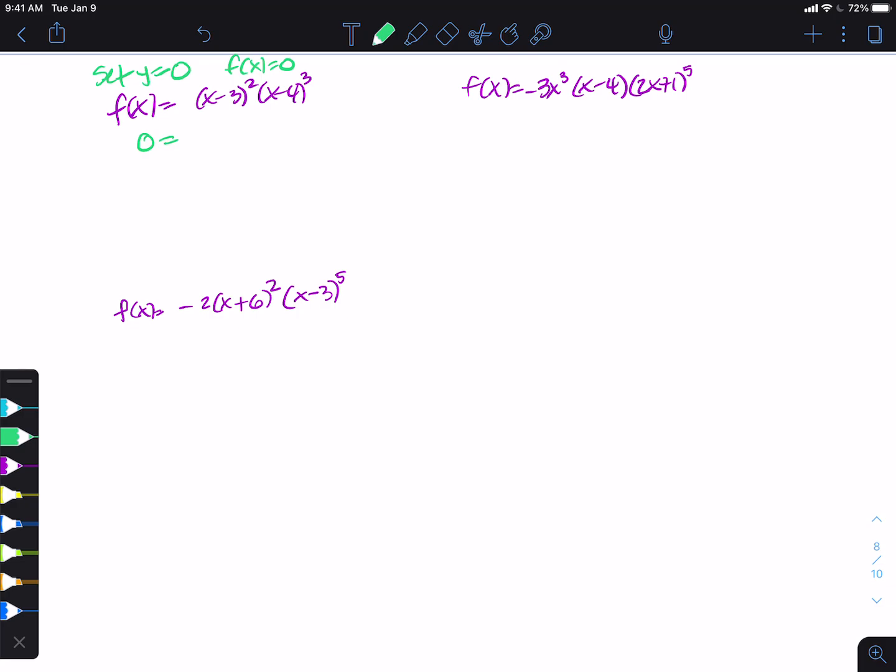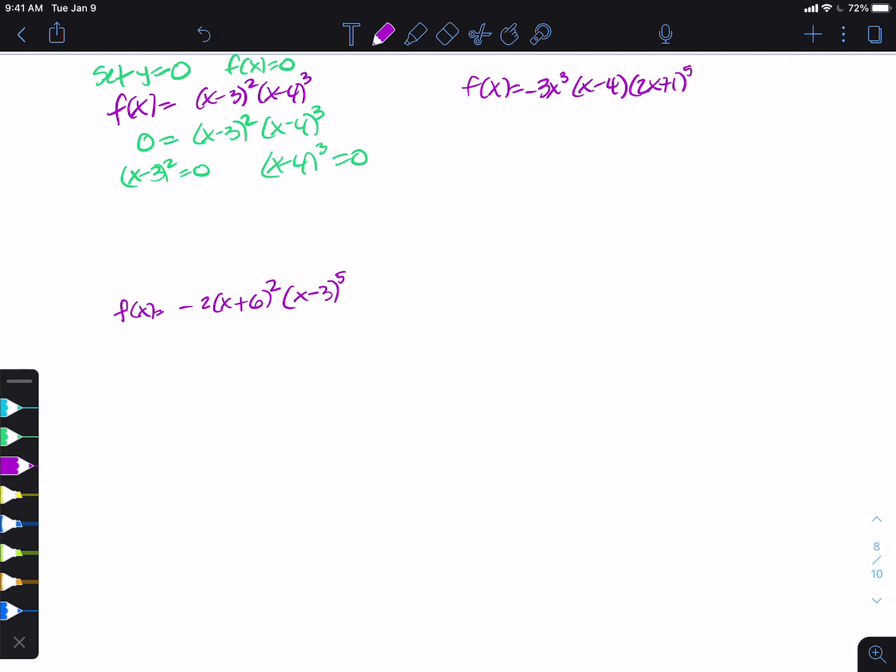So if I set this equal to 0, we have (x minus 3) squared times (x minus 4) cubed. Well, remember we set each factor equal to 0. Factors are things that are multiplied, so this is being multiplied by this, so I set this part equal to 0 and this part equal to 0. So I do (x minus 3) squared equal to 0 and (x minus 4) cubed equal to 0.